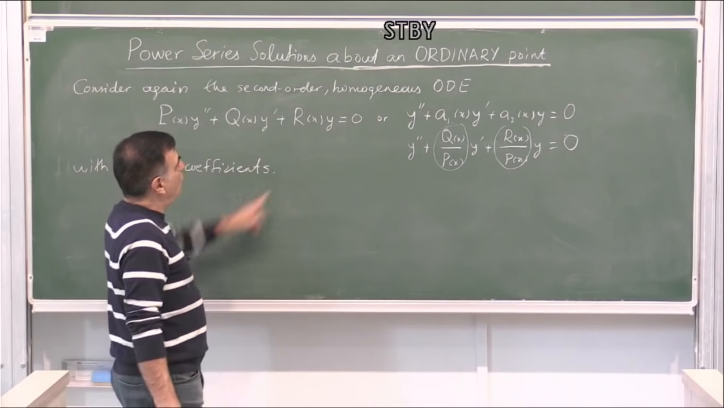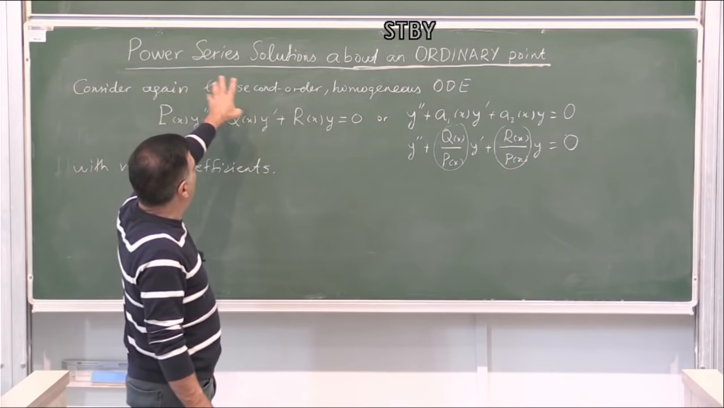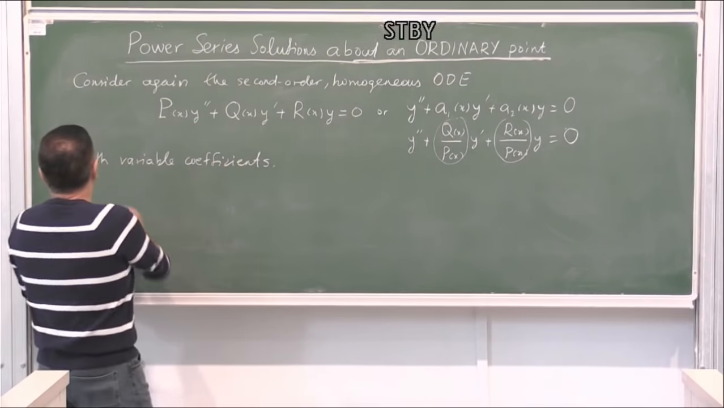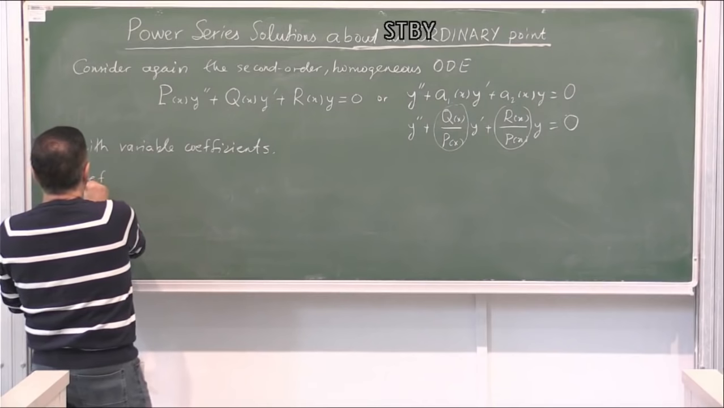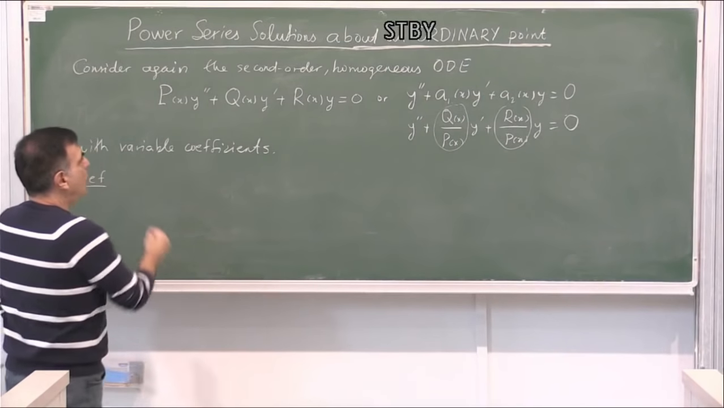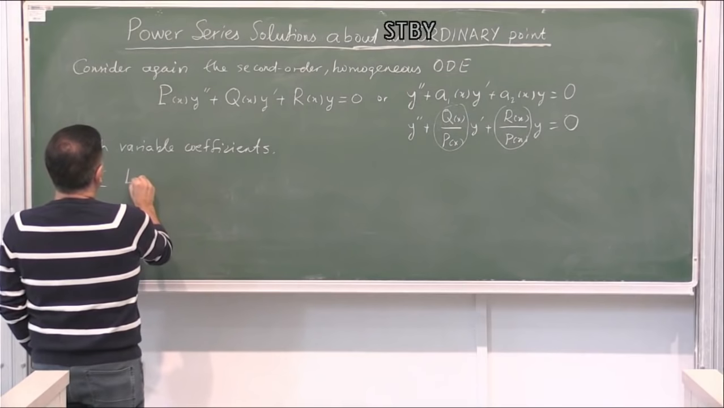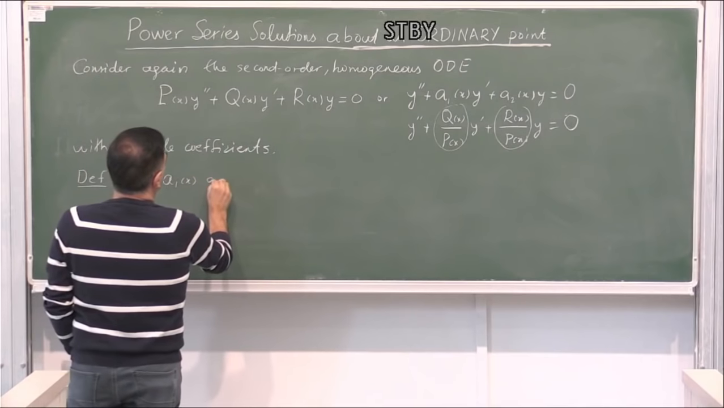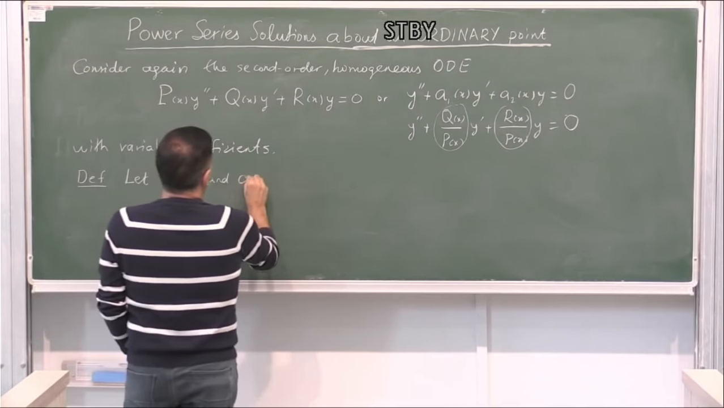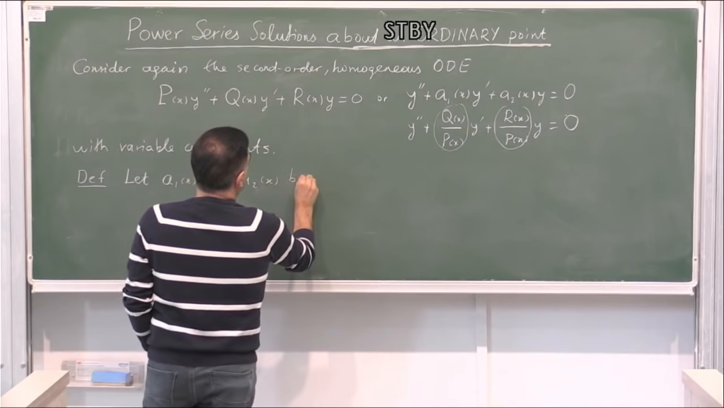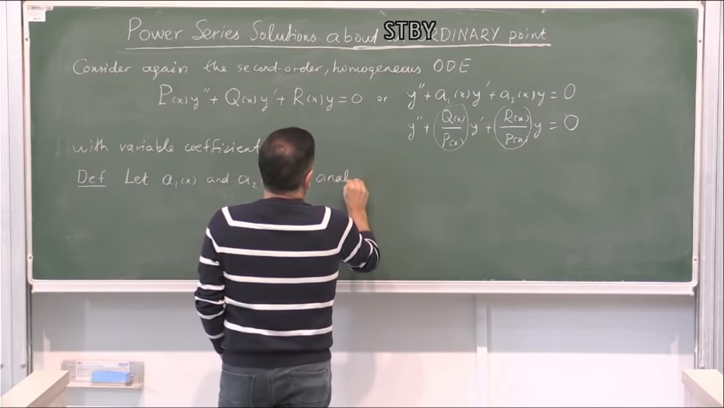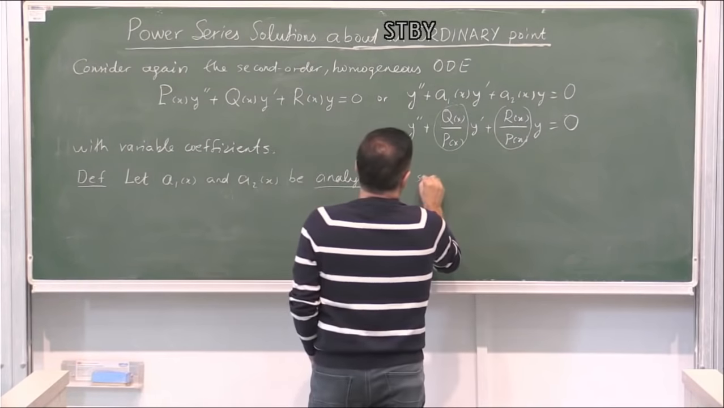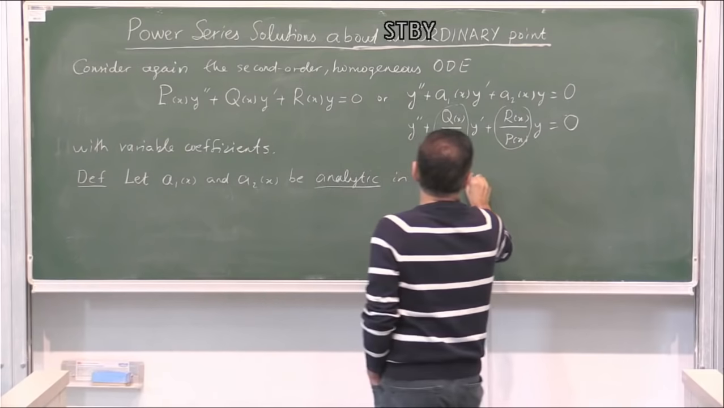So look, first of all, we say that we are looking for power series solutions about an ordinary point. So what is an ordinary point? Here is a definition. Okay? Let A1 of x and A2 of x be analytic in some x interval.